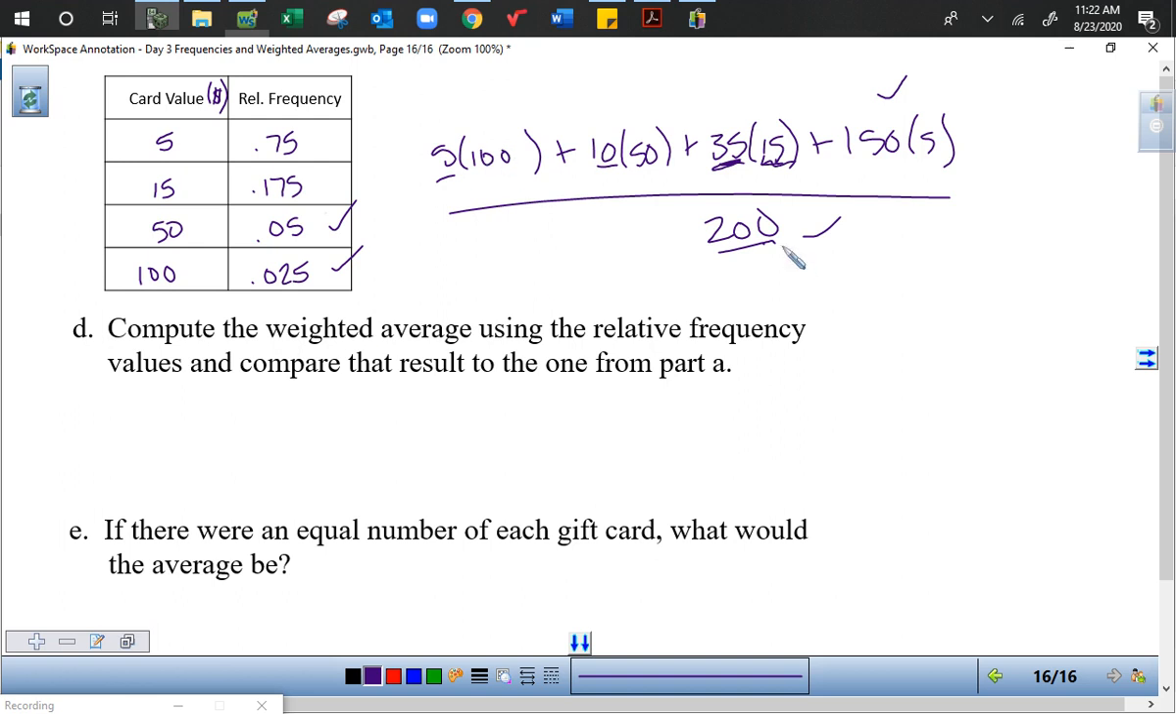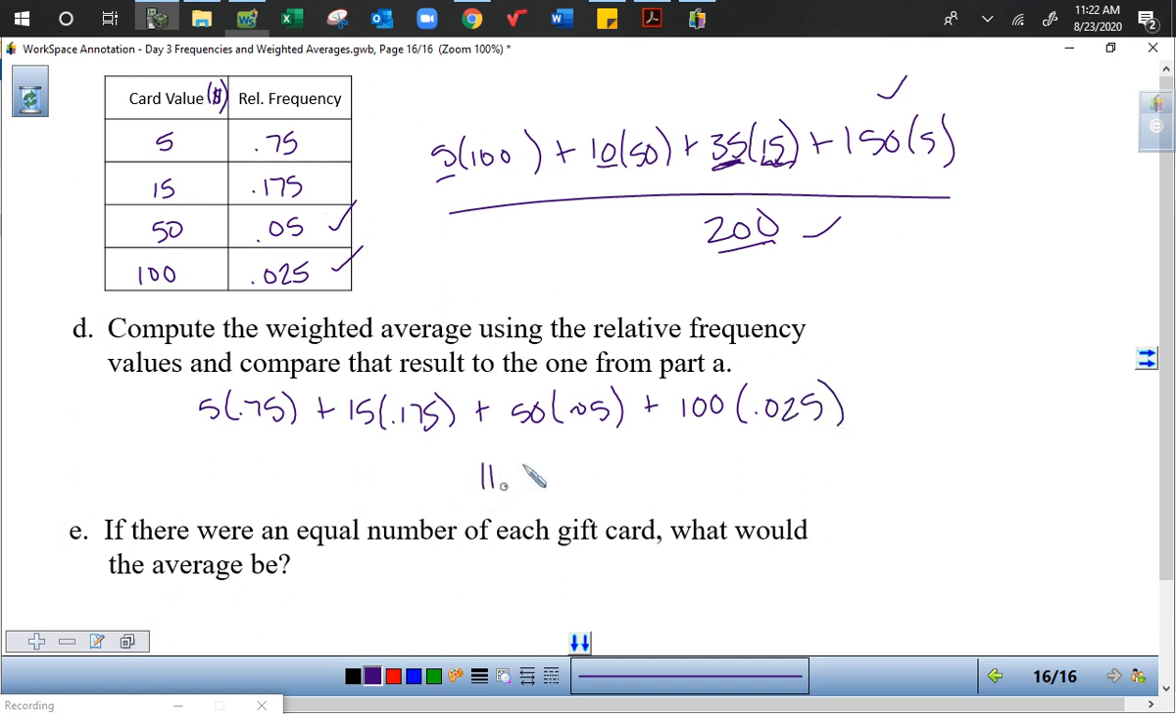So one way to calculate the weighted average is multiply by the weight and divide by the total. Another is just multiply by the relative frequency. Use those decimals instead. So I can take the card value 5 times the 0.75. I can take the card value 15 and multiply it by 0.175, and then keep going through the chart there. And that's going to give me the exact same thing as we got above. I want you to type that in so you're sure that this works.